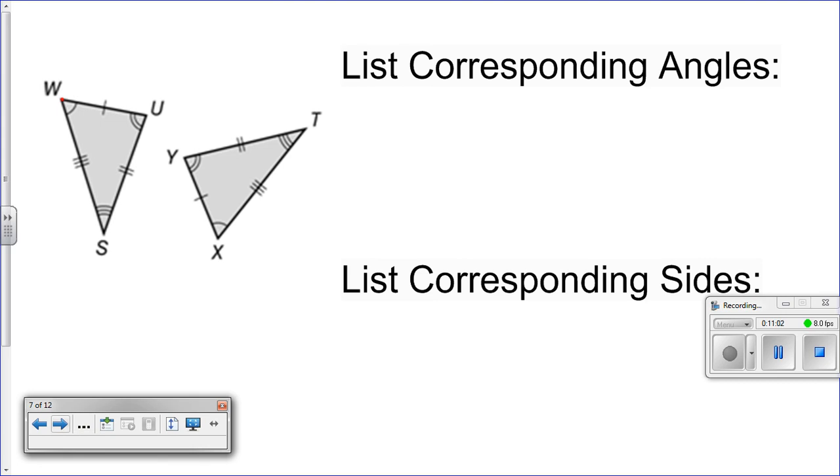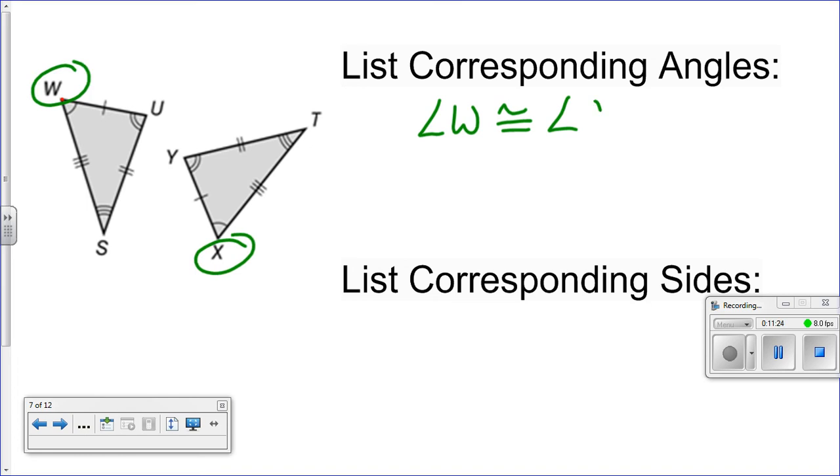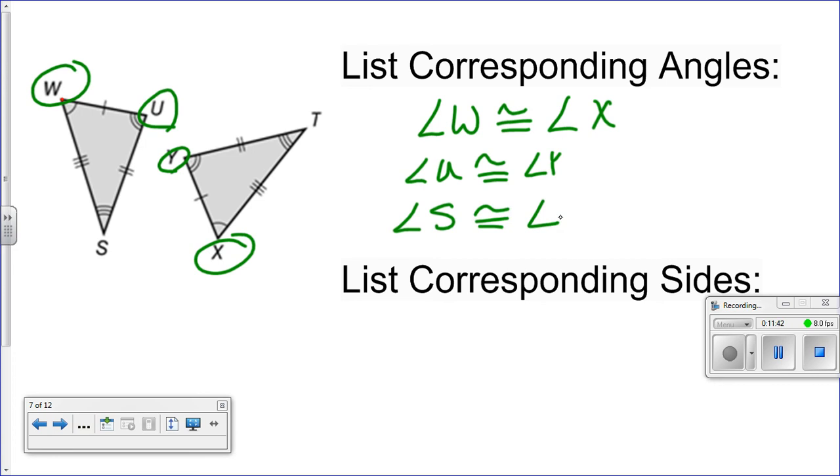Okay, so this triangle looks like two things have happened. First of all, I can see all the corresponding parts. My list of corresponding angles can be easy. I could say angle W is congruent to angle. So you've got to look at the symbols and say, okay, what matches with W? And that would be X. I could say angle U is congruent to angle Y. And therefore angle S must be congruent to angle T.